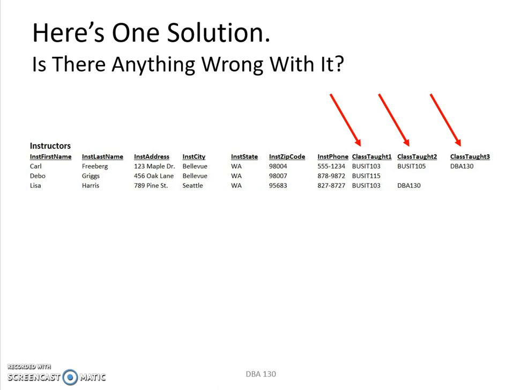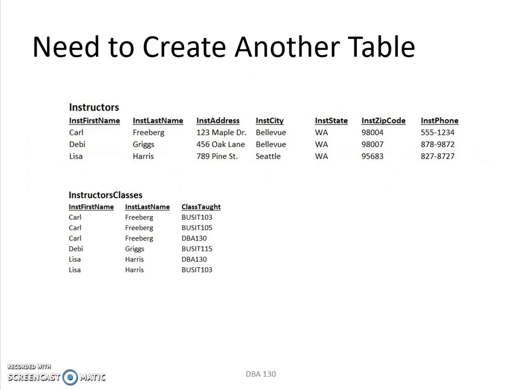So the solution is to remove the field from the table. Here we've removed class taught, and use it as a basis for a new table. And then you use a field, or fields, in this case instructor name, instructor last name, from the original table to relate the original table to the new table. This introduces some redundancy, but it's minimal. So this is actually the preferred solution.